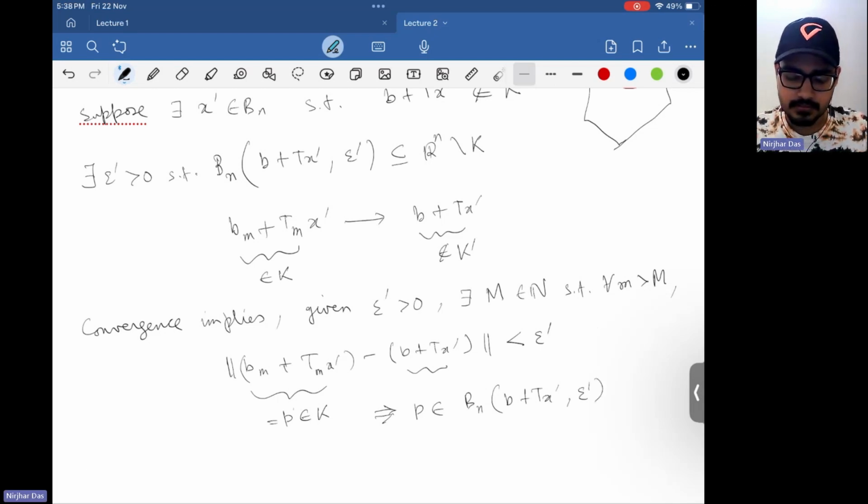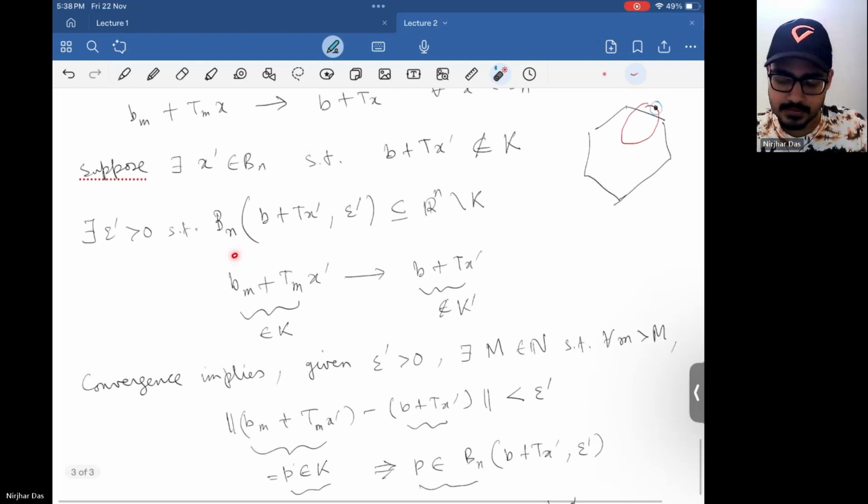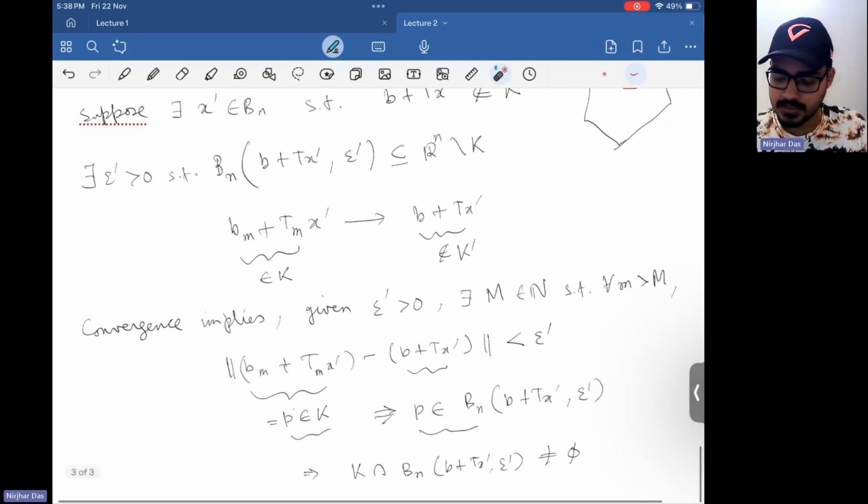So we have two things now. Therefore, P lies in K and P lies in this ball. This implies that K intersection B(b plus Tx dash, epsilon dash) is not equal to the empty set. But what did we assume? We assumed that this ball is actually completely outside K, and specifically, we assumed that this ball has no intersection with K. But we have shown here that there is actually a point that lies in the intersection of K and this ball. So it's a contradiction, right?